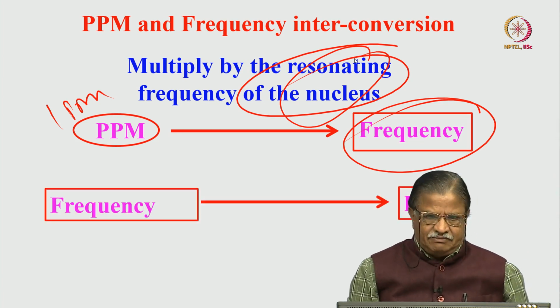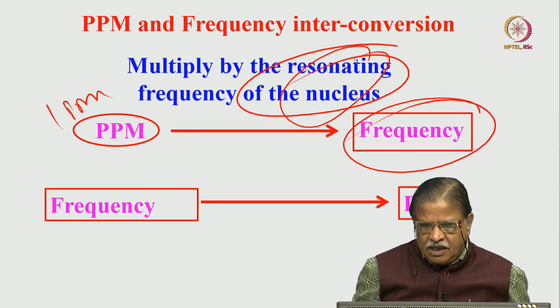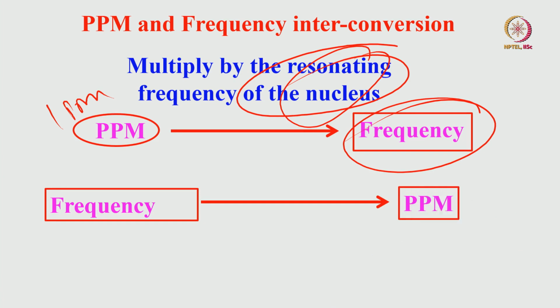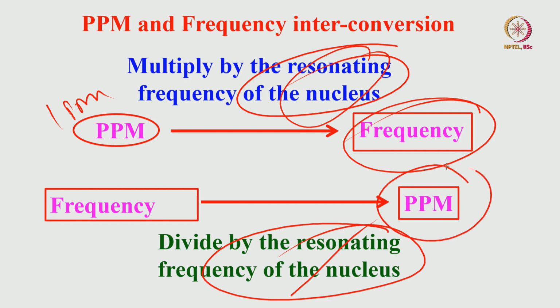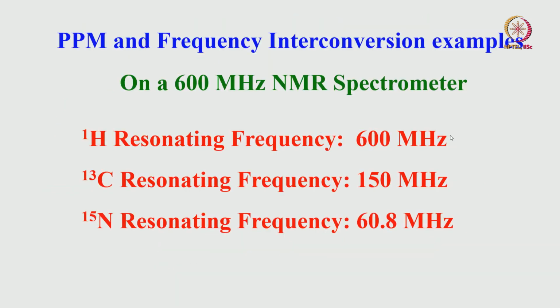If I know the frequency but do not know the ppm, I have a spectrometer, I measured and got the spectrum, and its frequency is some value. How do you convert it to ppm? Simply divide by the resonating frequency. If I know the value in frequency, divided by the spectrometer frequency, leaving apart the megahertz part, then what you get is ppm. If you know the value in ppm, simply multiply by the resonating frequency, leaving apart the megahertz component, and you get frequency. This is how ppm and frequency are interconvertible for any spectrometer.